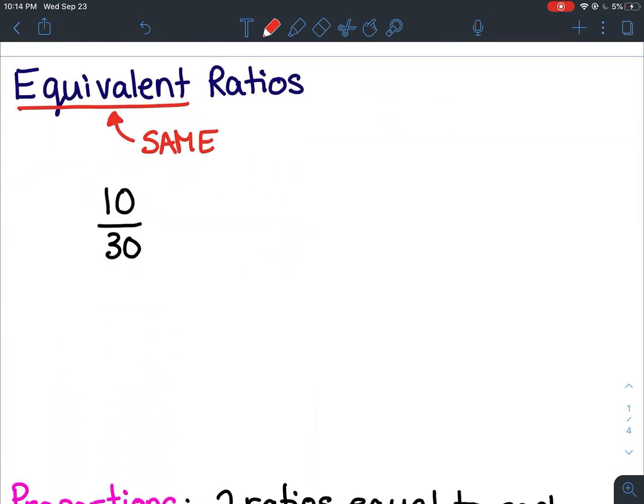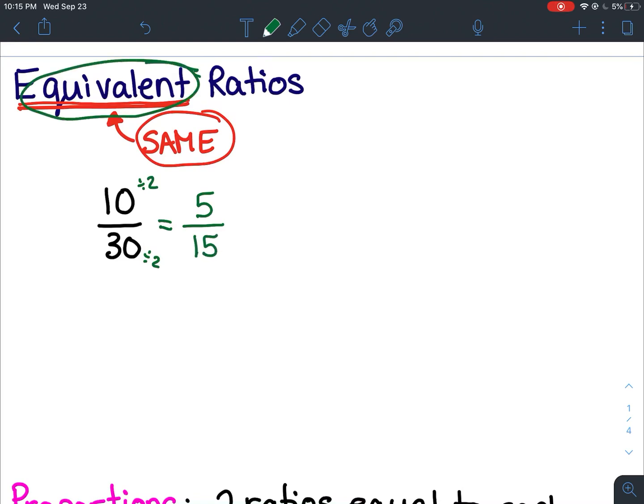Okay, so there are things called equivalent ratios. Equivalent means the same. So for example, if you had a ratio of 10 over 30, you can find an equivalent ratio by dividing the top and bottom or multiplying the top and bottom by the same number. So I'll find an equivalent ratio by dividing this fraction by 2. If I divide the top and bottom by 2, I'll get 5 over 15. And we call that an equivalent ratio.